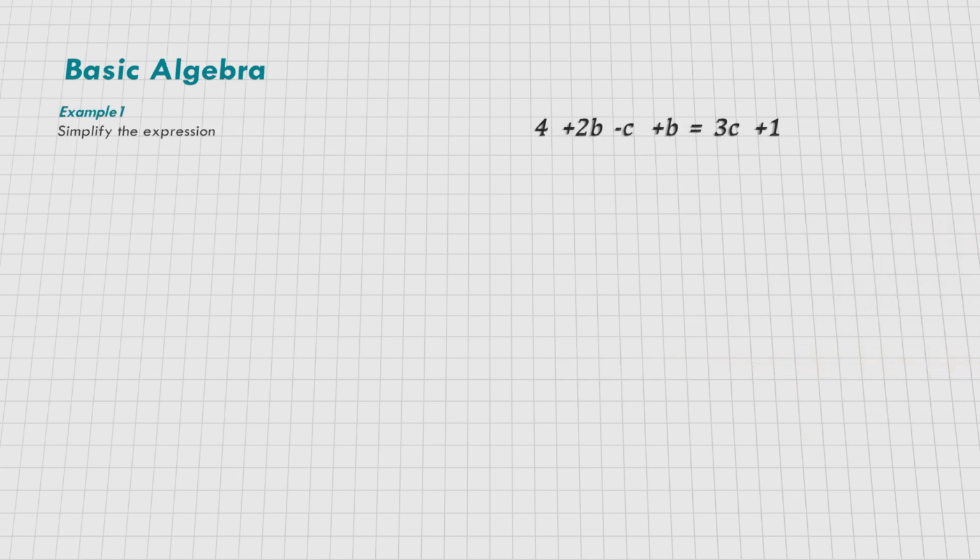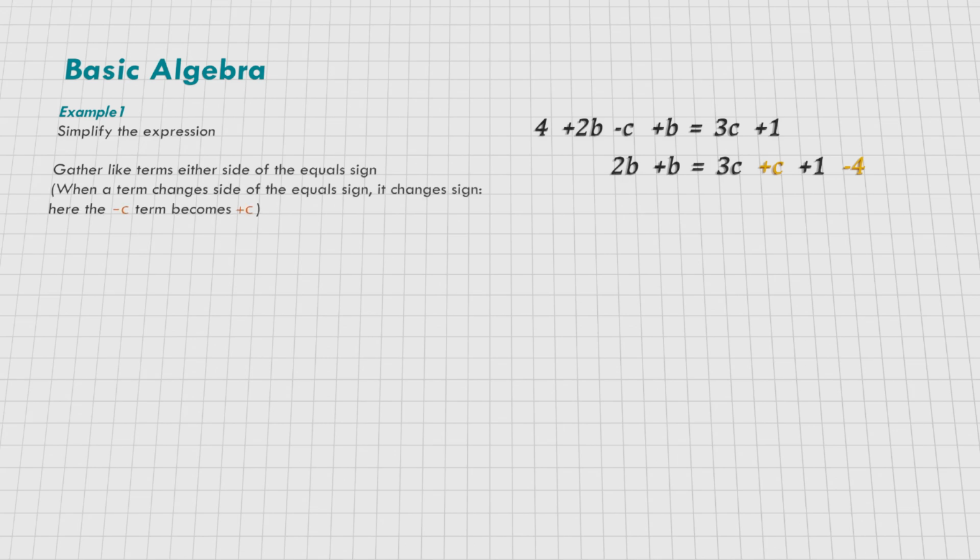Simplify this expression. Gather like terms either side of the equal sign. When a term changes side of the equal sign, it changes sign. Here, the minus c term becomes plus c. Add and subtract like terms.